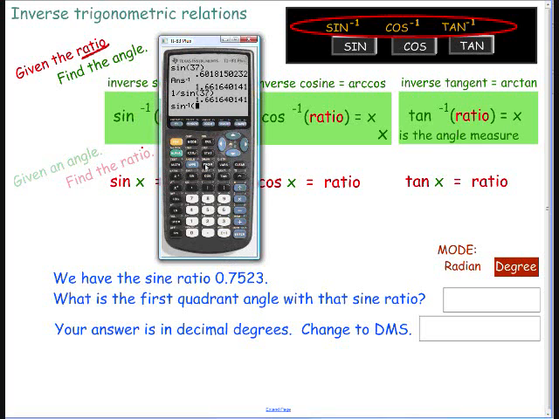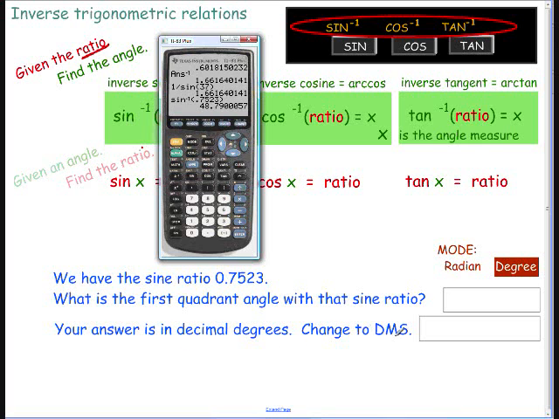Oh, wait a second, I should have checked mode. What mode am I in? I'm in degree, okay. So my answer is going to come back in degrees, 0.7523. Okay, and what is the angle going to be? Well, 48 point 8, let's say. My answer is in decimal degrees.